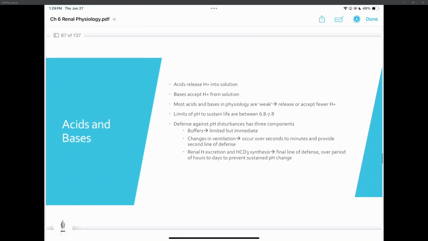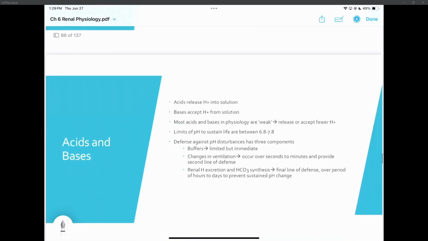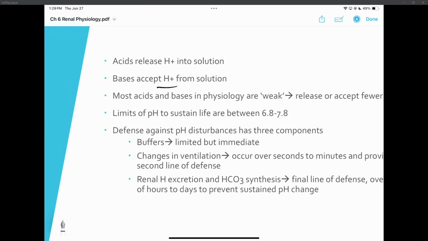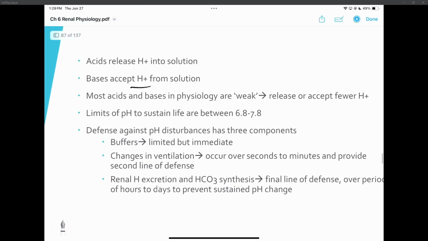Acids and bases: just know acids will release hydrogens into solution, and bases will accept them from the solution. Most of our acids and bases in physiology are considered weak. They will release or accept fewer hydrogens. The limit of pH is 6.8 to 7.8. Anything below or higher than that, our physiological processes don't work very well because of the acidity or the alkalinity that's going on.